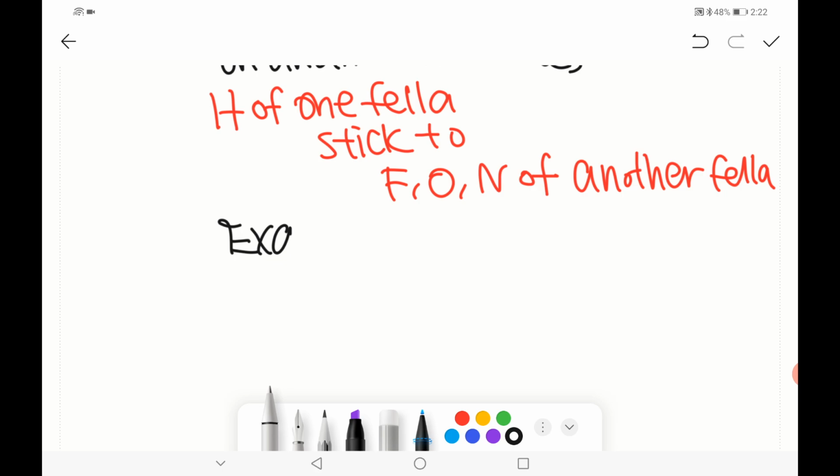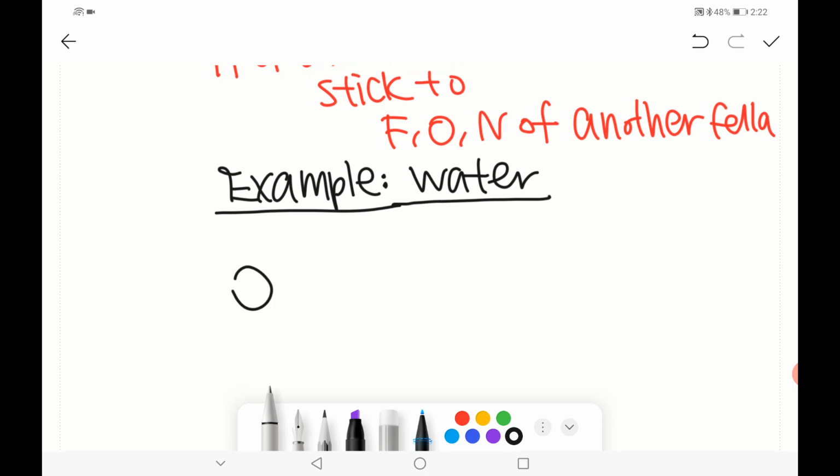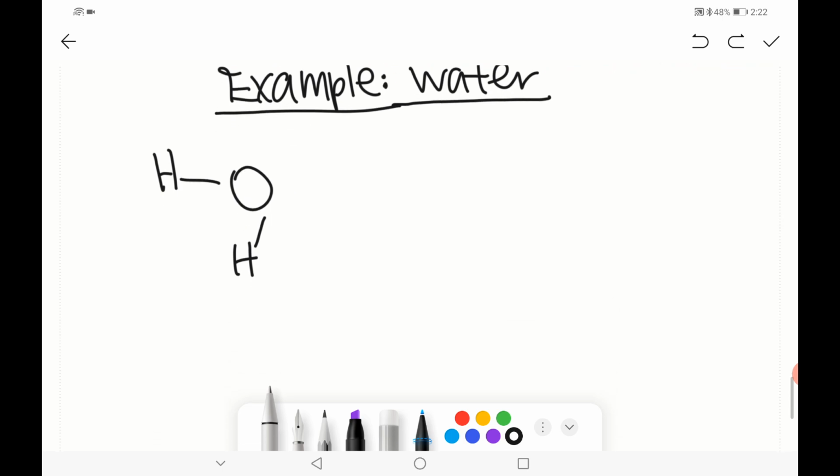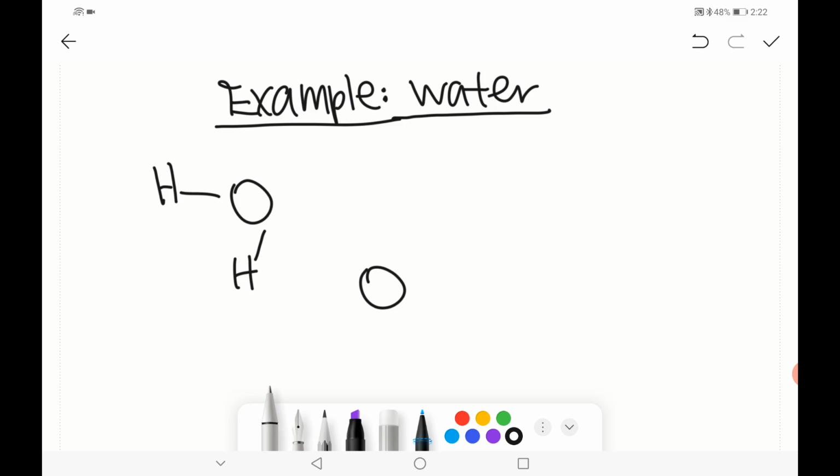Okay, the first example, let's say we have water. Water can form hydrogen bonding because water is H2O. So water has H and you have FON. So water is capable of hydrogen bonding. Okay, so now I draw two water molecules here. I want to show you how these two water molecules are capable of hydrogen bonding.